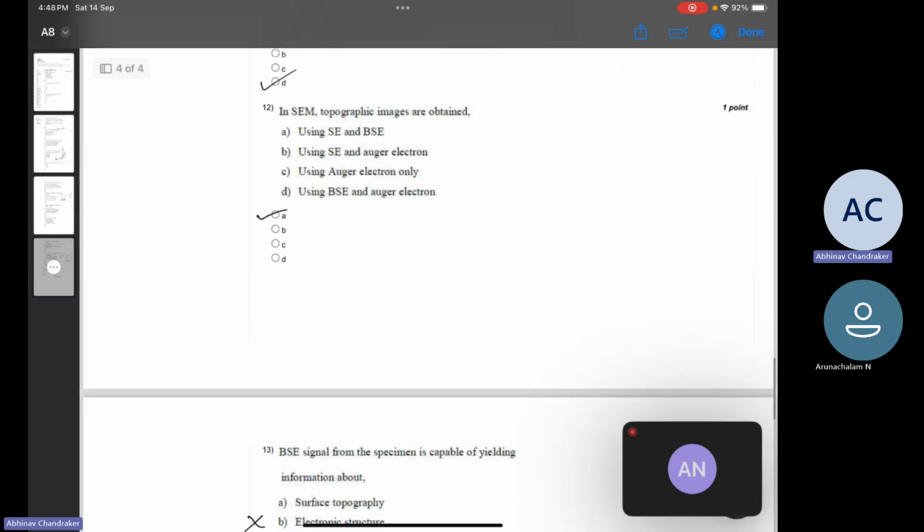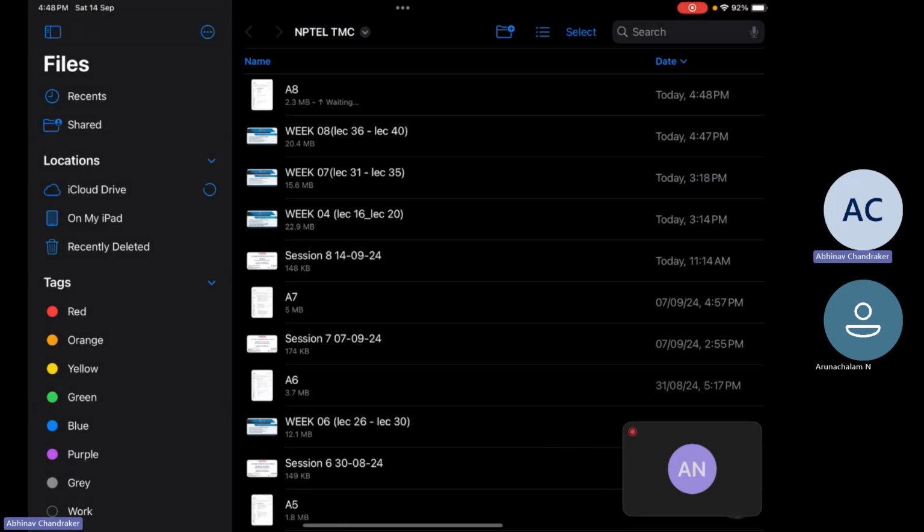With this, the assignment is completed. In case of any doubts, you can write on the discussion forum, or you can let me know right now. Or later on, if you have any doubts, you can put them on the discussion forum in the same way you all have been putting till now.